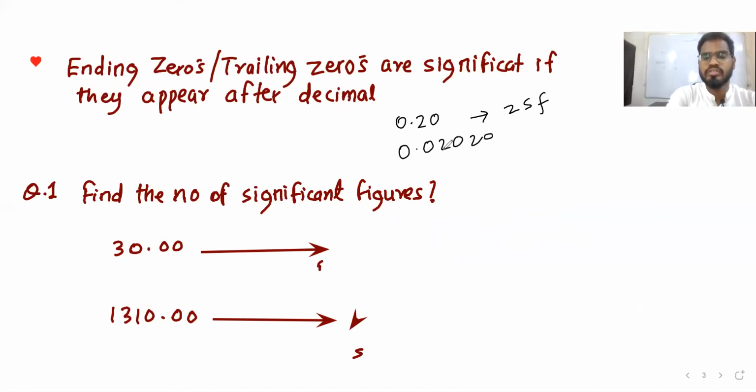Let's take 0.02020. So how many after the decimal? This you will not consider. This is the first zero, right? You will not consider this. So this 4 you will consider. That is 4 significant. Hope you got it.